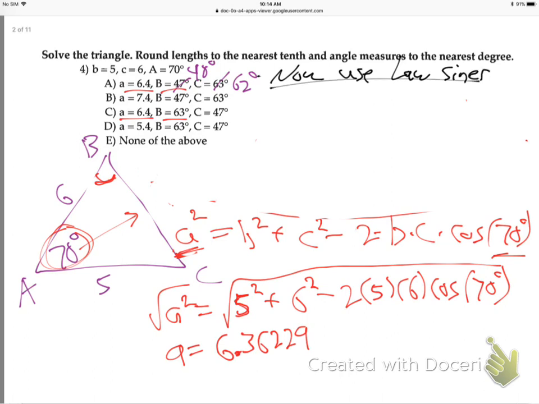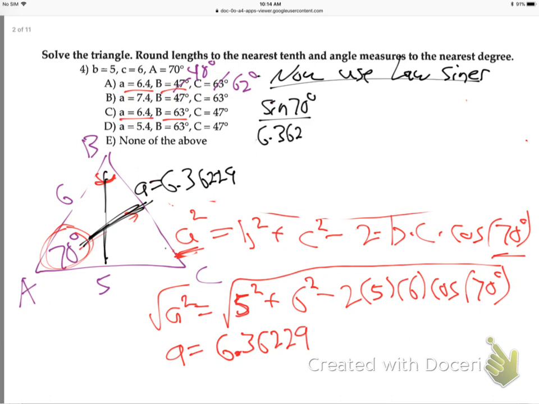Okay, so how to use the law of sines? I'm going to do B with B, and I'm going to do A with A. Nope, that's not A, that's C. A with A. I'm going to use B with B and A with A. We good? Why? Because now we know little a is 6.36229. Now we have these two across. We can use law of sines. So that means sine of 70 over the 6.36229 is B, which was sine of B over 5.